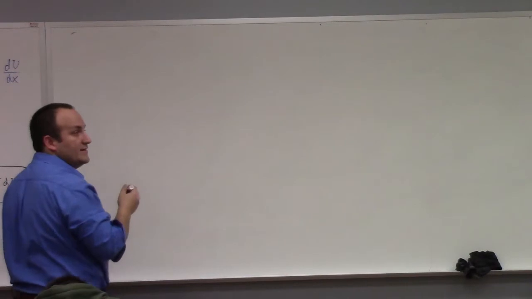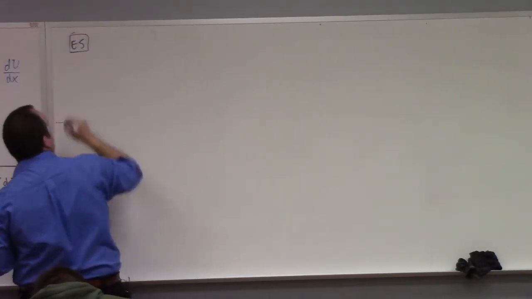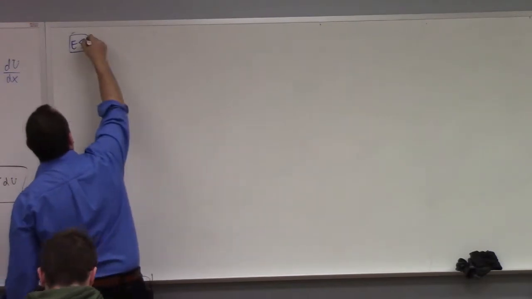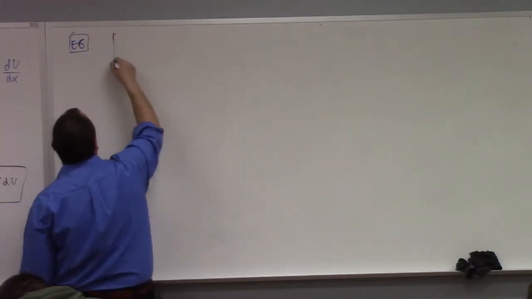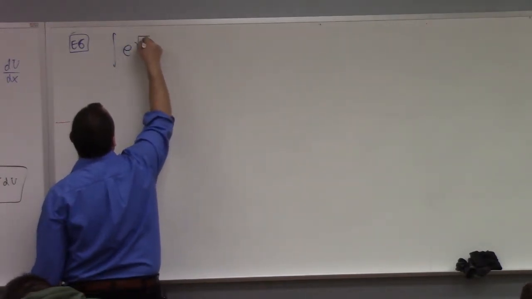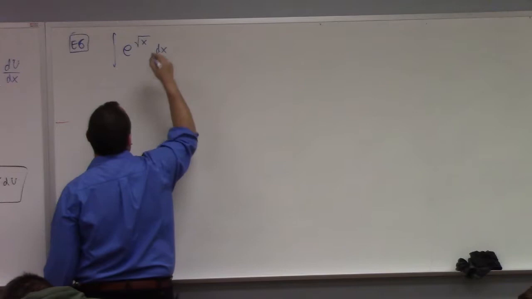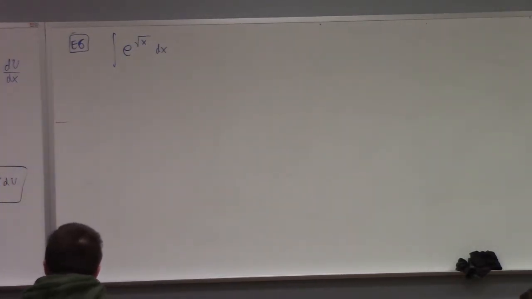What example are we on? Example 5? We're on 6. Oh, 6. Okay, I can't count. It's a good thing I don't do math for a living. Let's see. Integral of e to the square root of x dx. All right. Well, I definitely don't know how to do a u substitution for this one, right? How do we do this one? I don't know.